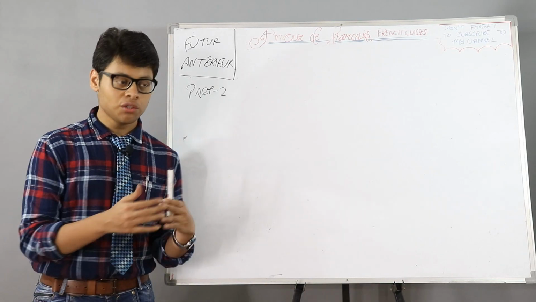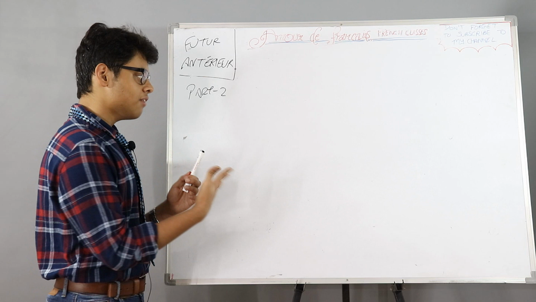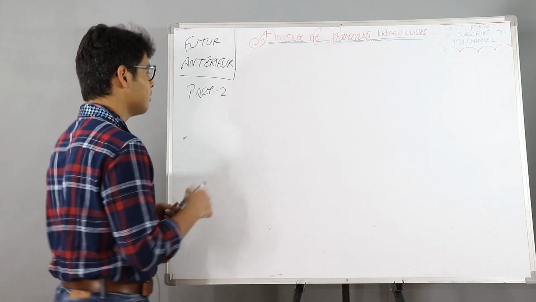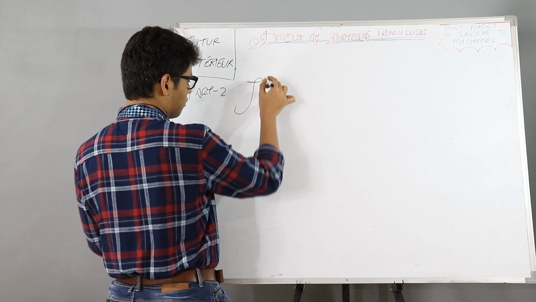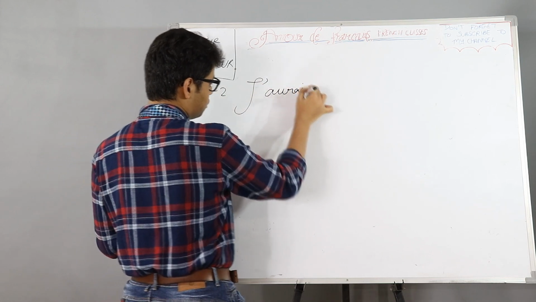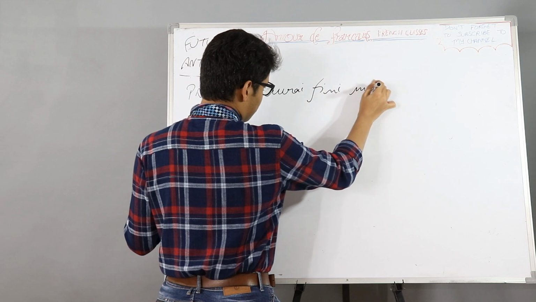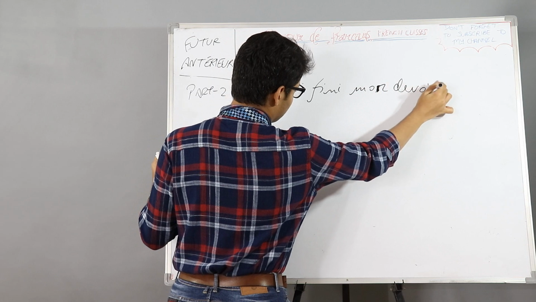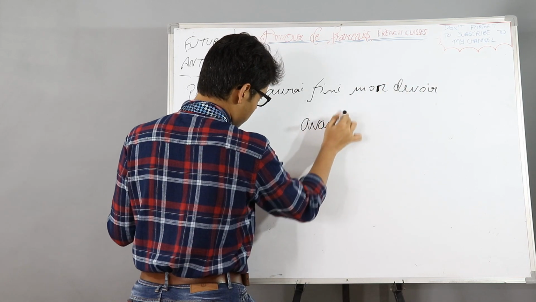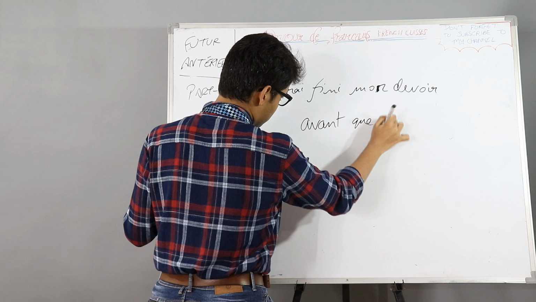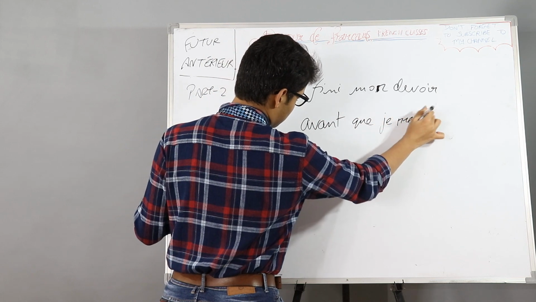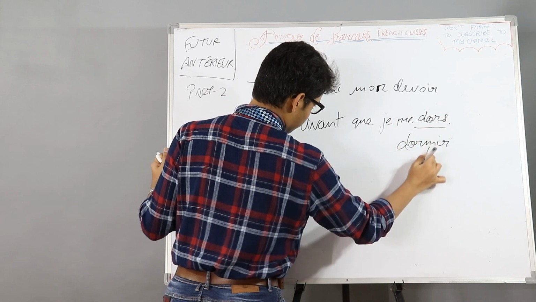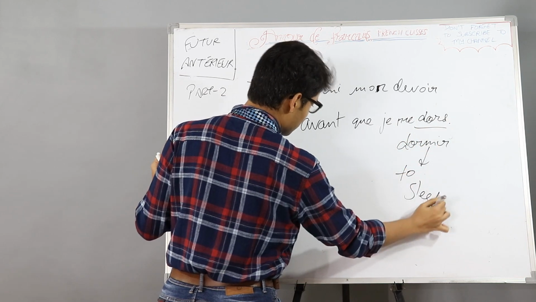So as I said, futur antérieur, the one with futur antérieur takes place before futur simple. Let's take a sentence. J'aurais fini mon devoir avant que je m'endors. Dor is dormir, the verb, which means to sleep.